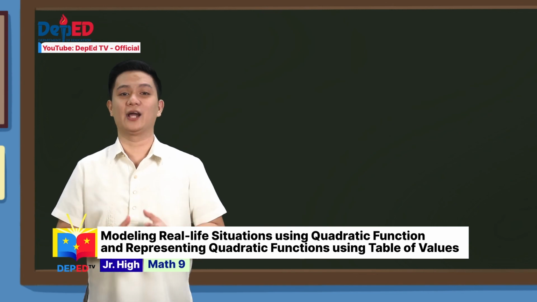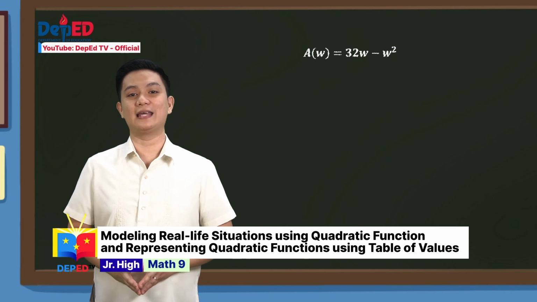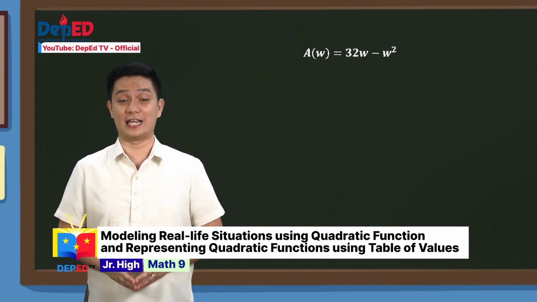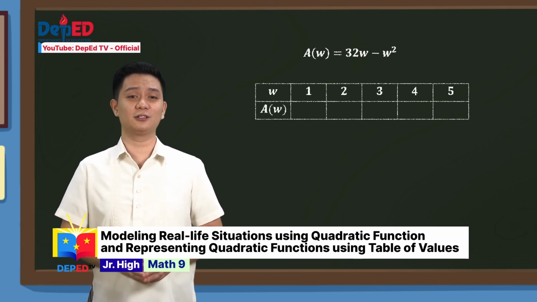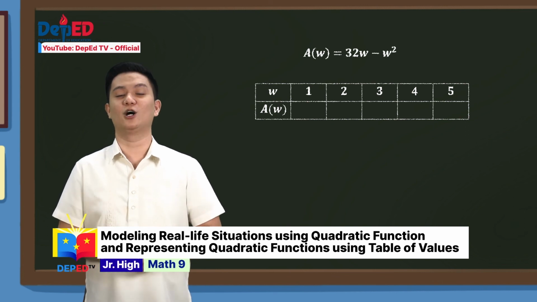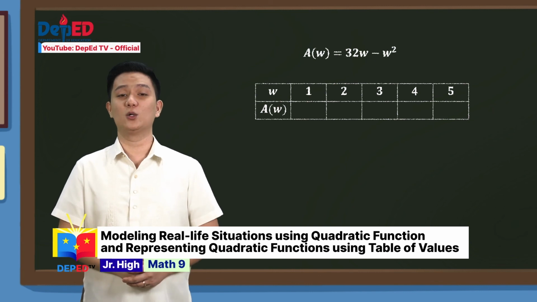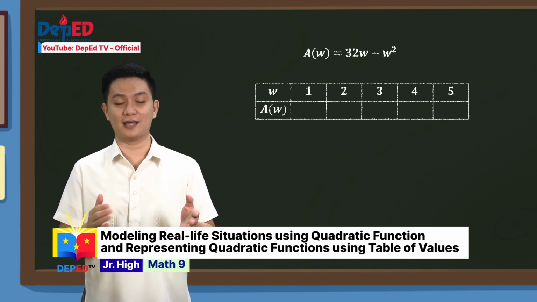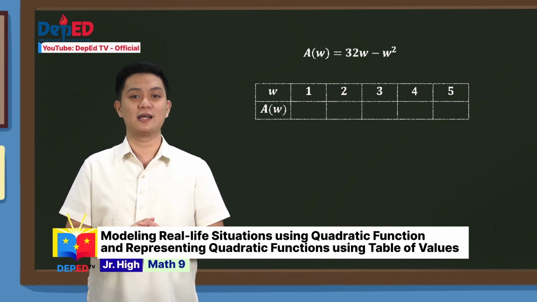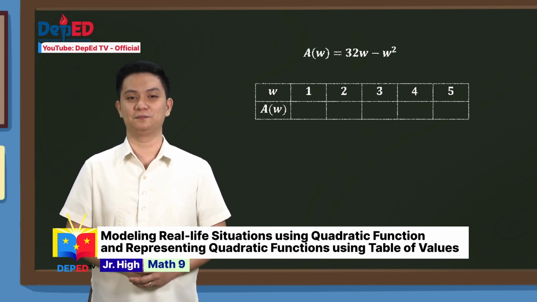Let us now find the area of the parcel of land for the values of the width indicated in the item B. We organize our answers by constructing a table of values. The table should look like this. This shall signify that the value of A of W, which is in square meters, shall depend on the value of W, which is in meters, used in the rule of correspondence. Let us now determine the value of the function A of W at each value of W.